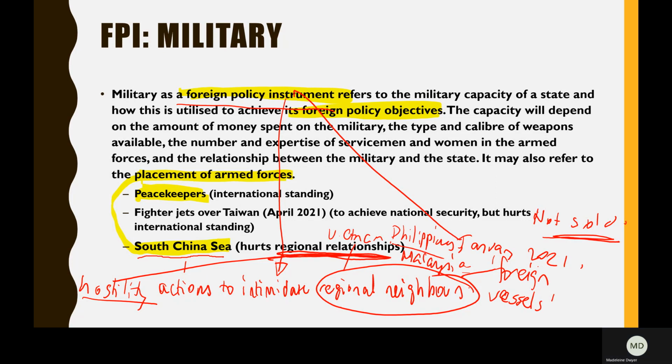So, like I said, I am wary of using fighter jets over Taiwan. I think that's probably a better example of military power. South China Sea is one that you really can't look past because it does show a negative use of military force, in the fact that it's hurt the regional relationship. But also with peacekeepers, I think it's a positive one because it has actually enhanced their international standing.